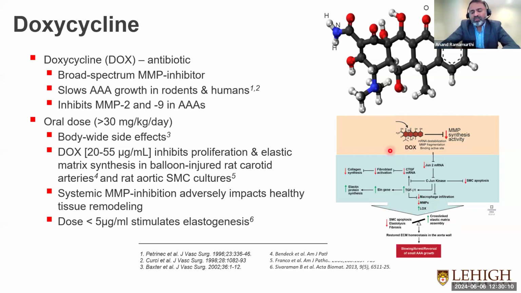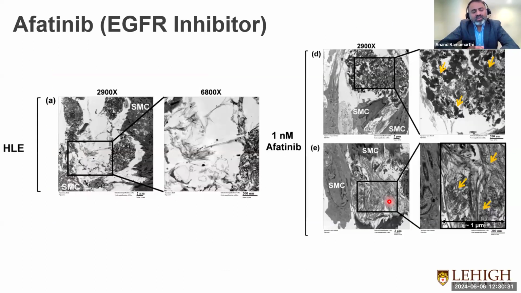And we have looked into the mechanisms of this and identified that the doxycycline actually inhibits a protein within the cell called the JNK protein, right? And by doing that, it stimulates elastic fiber formation. It also inhibits protease-mediated breakdown of elastic matrix. We have also been looking at repurposing of a cancer drug, which is called afatinib.